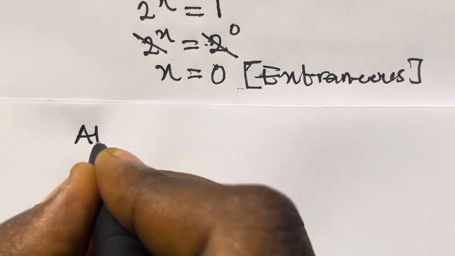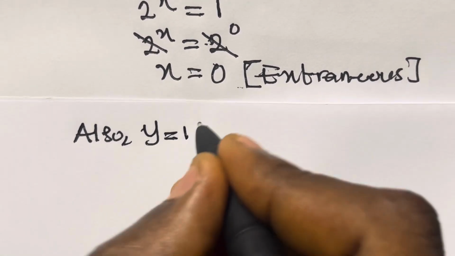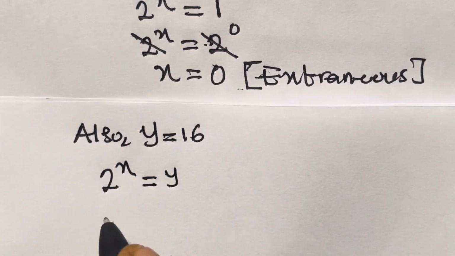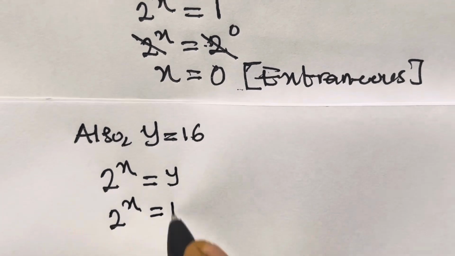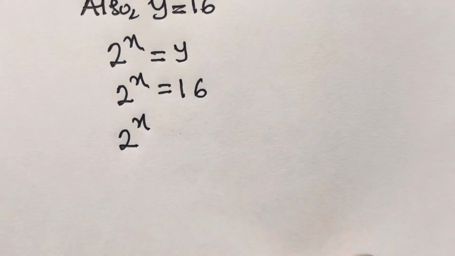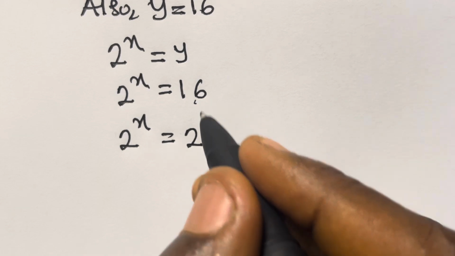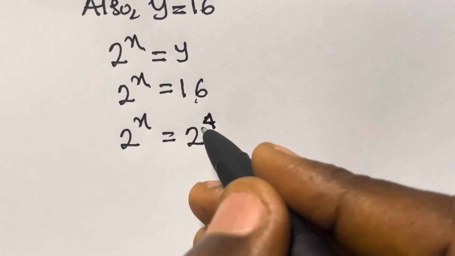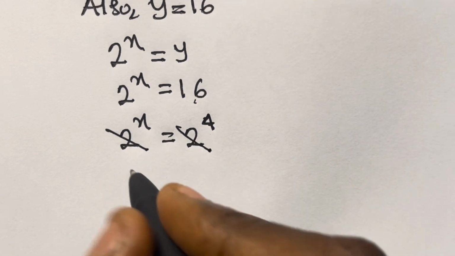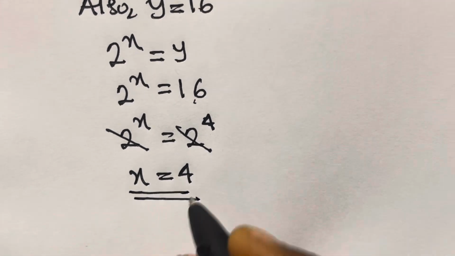Also, for our y equals 16, we have 2 raised to the power x equals y. We have 2 raised to the power x equals 16. We will express 16 as 2 raised to the power, what will give us 16? That's 2 raised to the power 4. So as we said, neglect the base equal the power. When the bases are equal, the powers are also equal. That means that our x equals 4. So our x is equal to 4. Let's check.